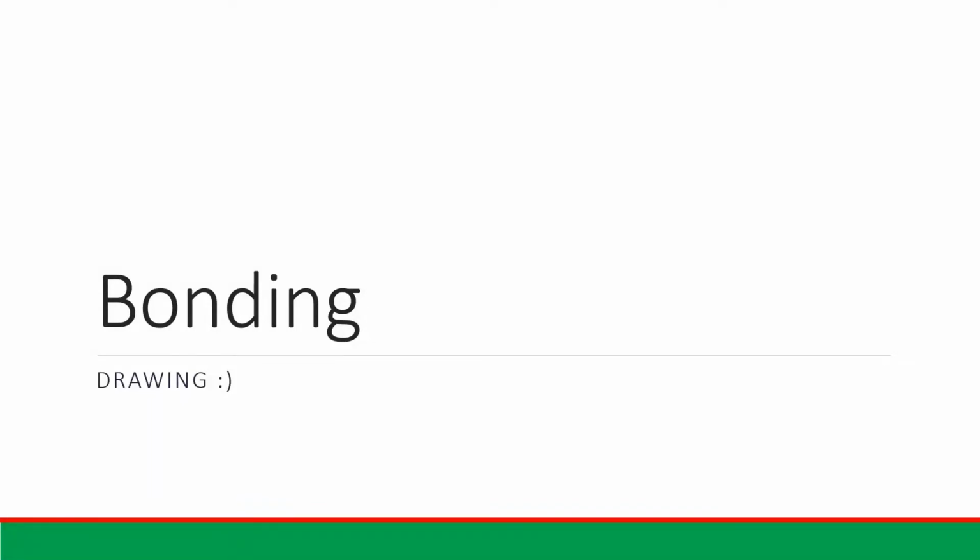Alrighty, so today we're going to enter a brand new lesson, which is bonding. Specifically, we're going to be learning how to draw chemical bonds. Previously, we've only talked about writing the formulas for different compounds, those being either ionic compounds or covalent compounds. We're going to mainly focus on ionic compounds for today's lesson.